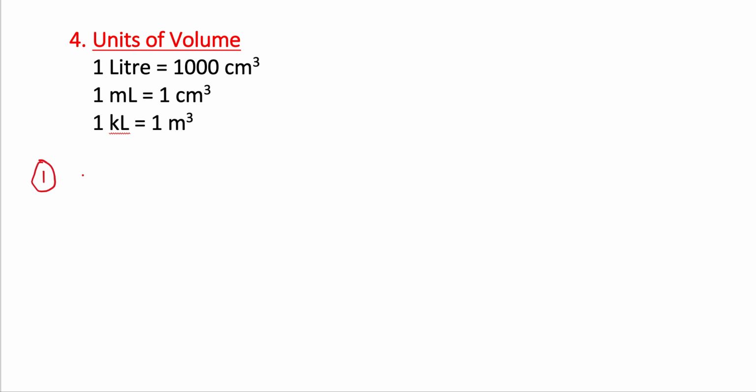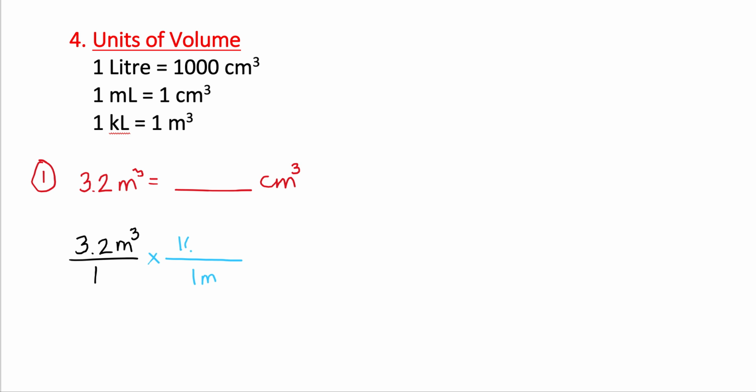Okay, so 3.2, or 3 and 2/10, cube meters, and we have to go into cube centimeters. Same procedure. So we do 3.2 over 1 cube meters times our unit fraction. I'm just keeping with the simple ones. I know that I'm going to centimeters, so I know that I have to put 1 meter on the bottom and then 100 centimeters on the top.